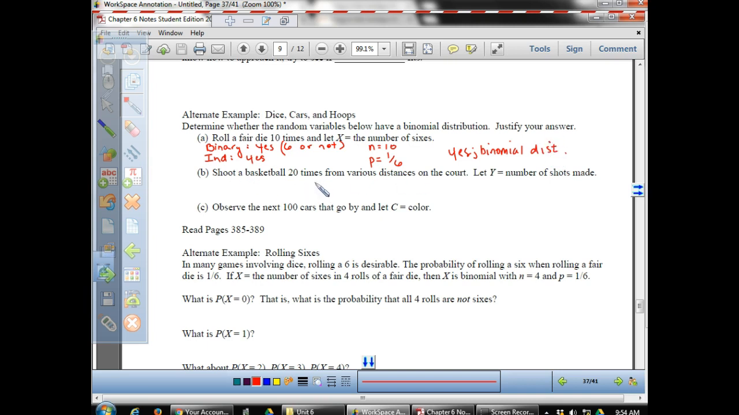Okay, so shoot a basketball 20 times from various distances on the court. Let Y equal the number of shots made. So yes, we're looking for an outcome of a certain number of shots. We have a fixed number of trials. Here's the problem. Various distances. So this is going to be no, because the probability for success is not constant if you're moving all around the court. So it is not constant for each of the 20 trials.